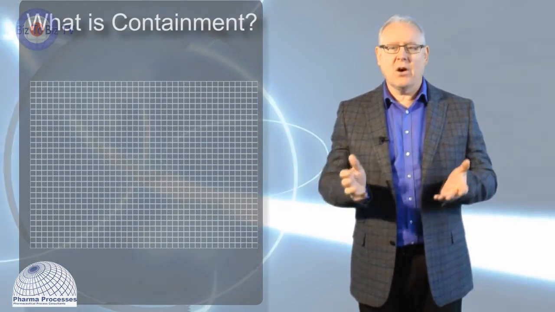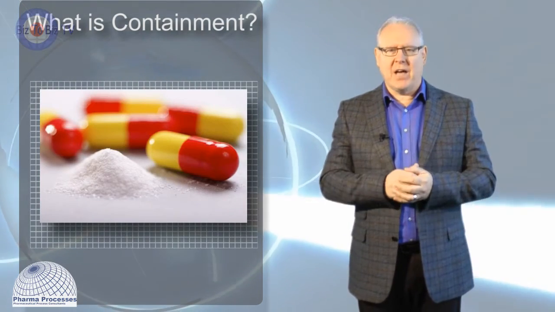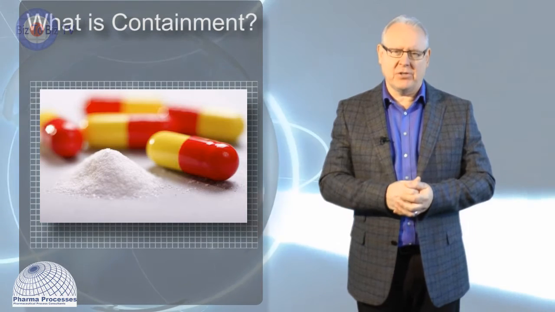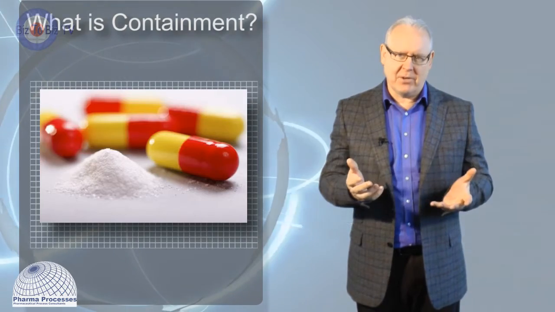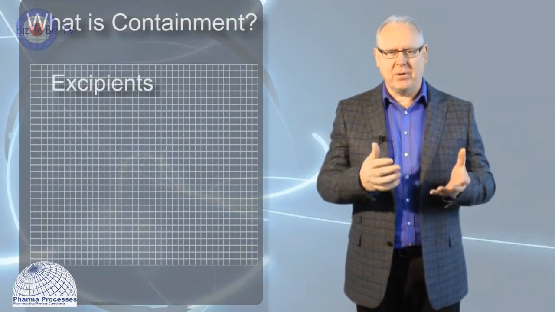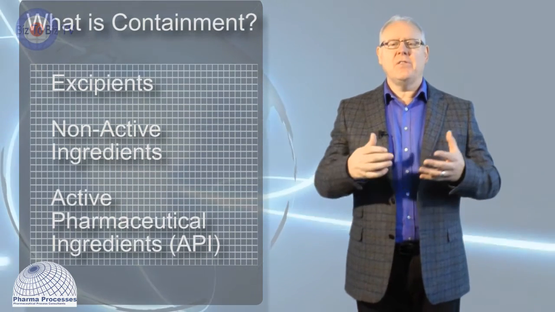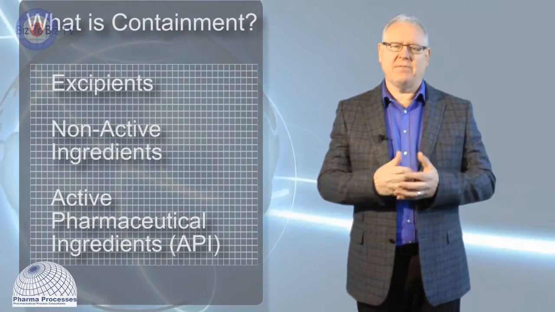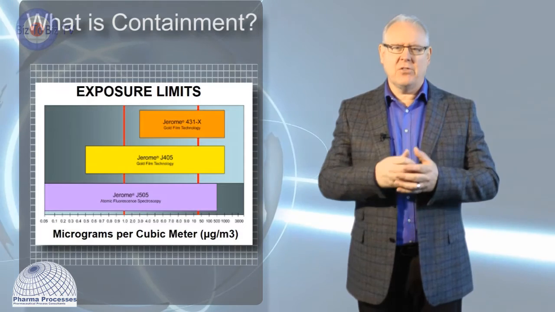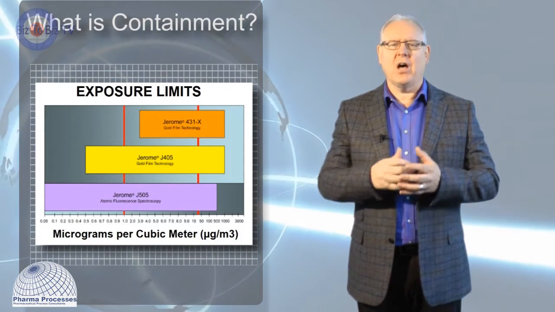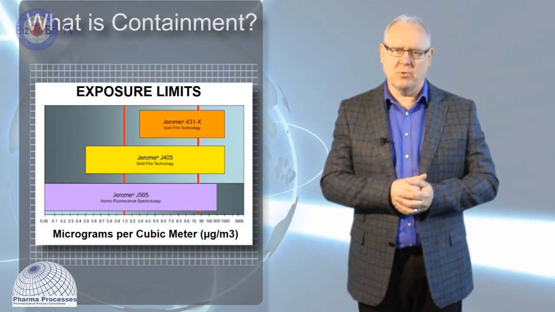What is containment and why do we need it in pharmaceutical production? Well, it all comes back to understanding how pharmaceutical products are manufactured. In previous shows, we explained that finished pharmaceutical products, tablets, etc., are made up of excipients, non-active ingredients, and active pharmaceutical ingredients. The ingredient that causes the biggest problem is the active pharmaceutical ingredient. If you consider the manufacturing process, the quantities of active materials required are large for the manufacturer. But in reality, the dose for the patient is very small.